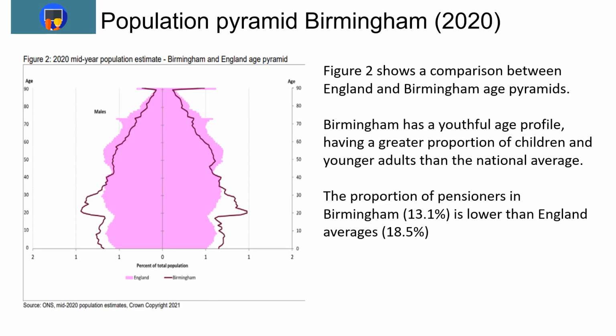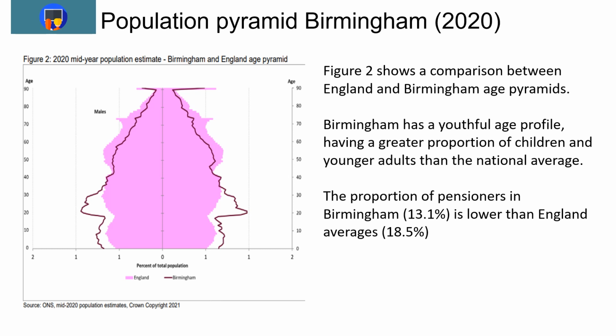This slide shows a population pyramid for Birmingham. Along the y-axis, as usual when we look at a population pyramid, we have age groups. Along the bottom, we've got percentage of total population. We've got males and females. So the pink shows England and the line shows Birmingham. This population pyramid shows a comparison between England and Birmingham.